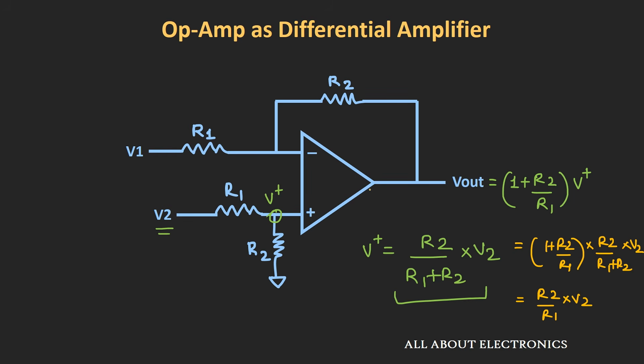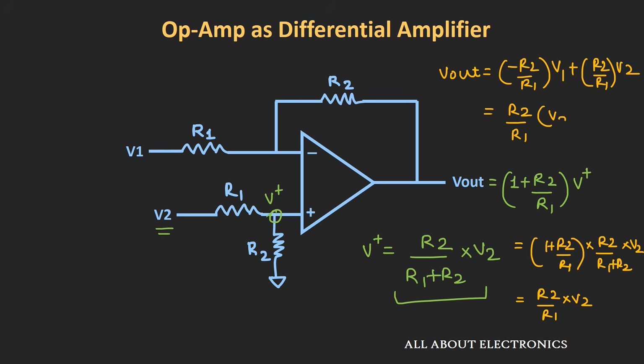So now if you see, if we consider this voltage source V1 and V2 simultaneously, then our output Vout will be equal to minus R2 divided by R1 times this voltage V1 plus R2 divided by R1 times this voltage source V2, or we can say that our output voltage will be equal to R2 divided by R1 times the difference between the voltage source V2 and V1.